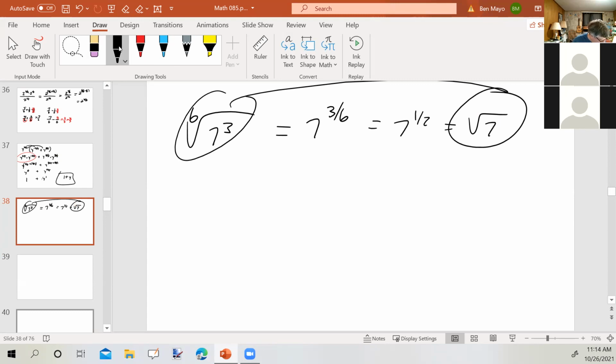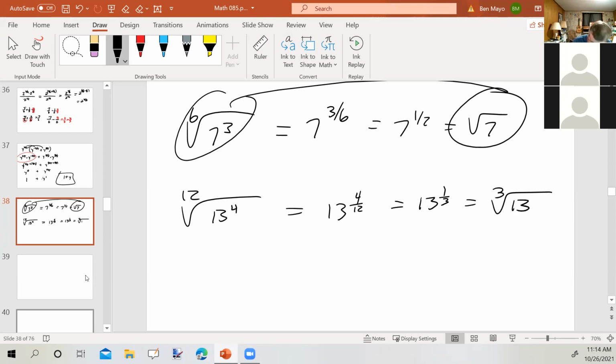All right. How about this one? The 12th root of 13 to the 4th power. So that's 13 to the 4/12 power, which is 13 to the 1/3 power, which is the cube root of 13.